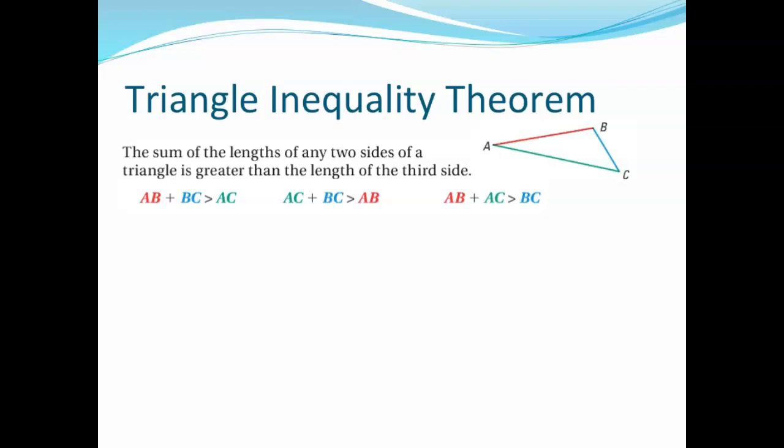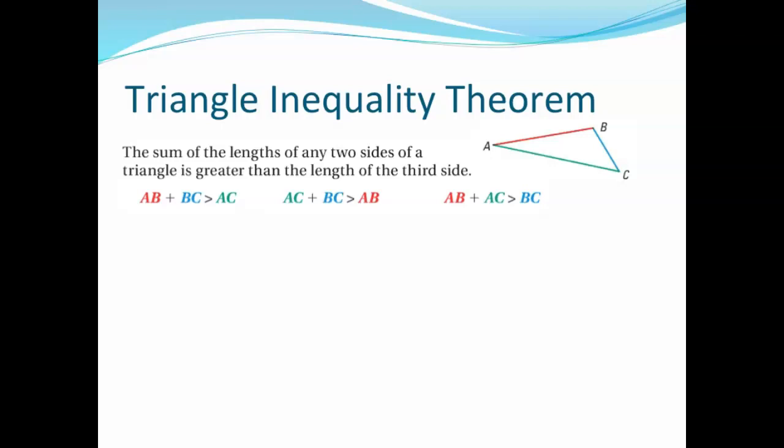So the sum of the lengths of any two sides of a triangle is greater than the length of the third side. So in this triangle ABC here, this theorem says that AB plus BC must be greater than AC. AC plus BC is greater than AB, and AB plus AC is greater than BC.